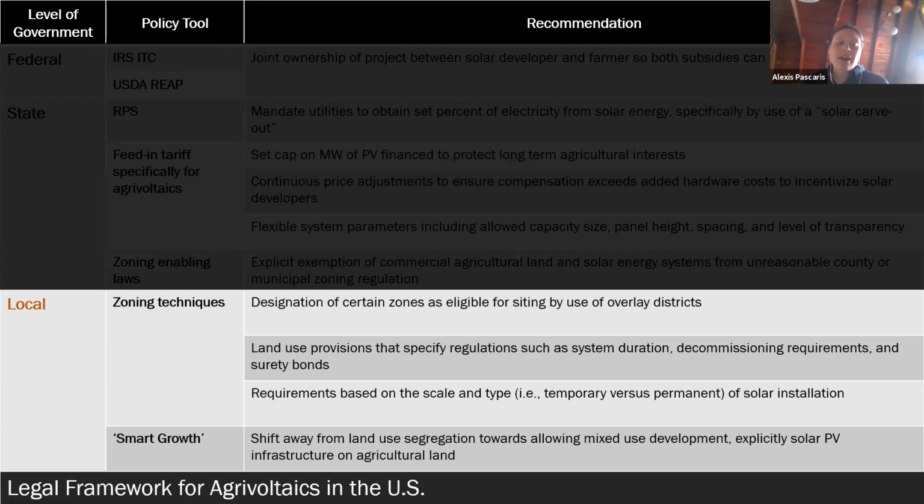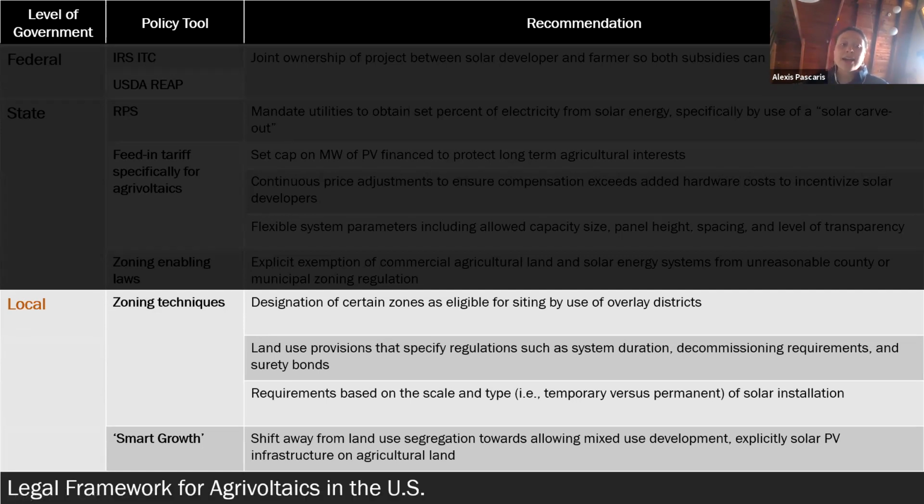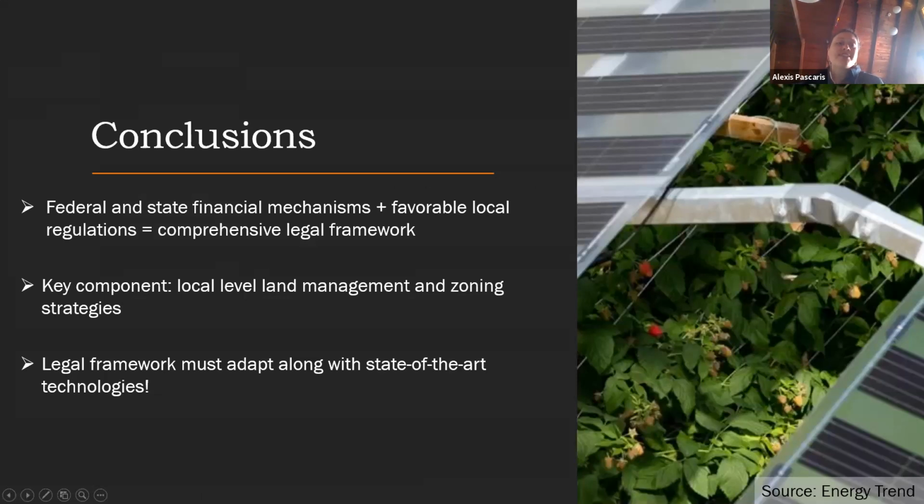When it comes to local governance, there are some strategies available to municipalities pursuing increased agrivoltaic development. And these include the establishment of overlay districts, agrivoltaic land use provisions, context-specific site requirements, and adoption of smart growth principles. Being proactive in planning for and allowing solar on farmland will be key to support this technology at the local level. Next slide.